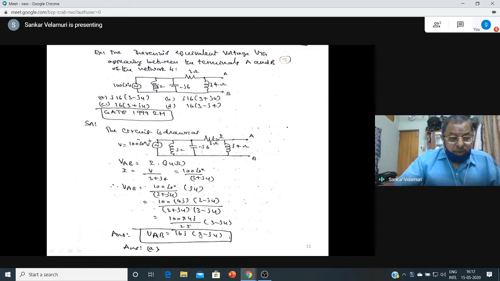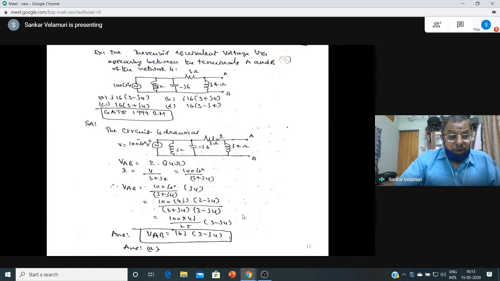So 16j into 3 is 48j. This is the reactive component. And 16j into minus j4: j into minus j is plus 1. Okay, that you know. Minus j square is minus 1 into minus 1 is plus 1. So 16j into minus j4 is 64. That means it is 64 plus j48.